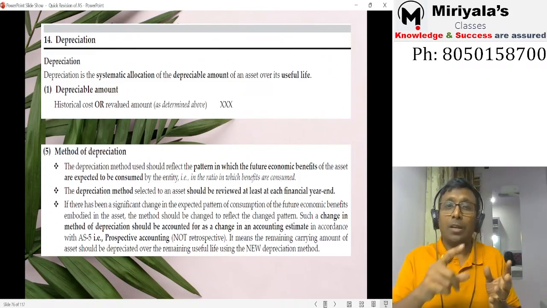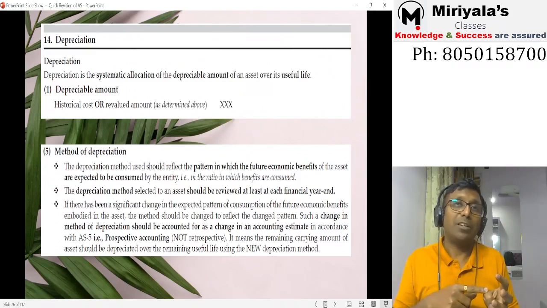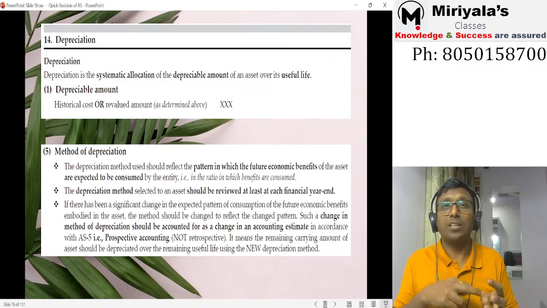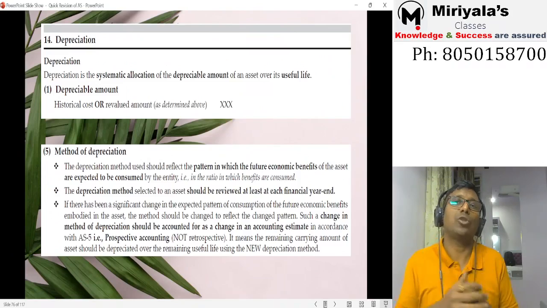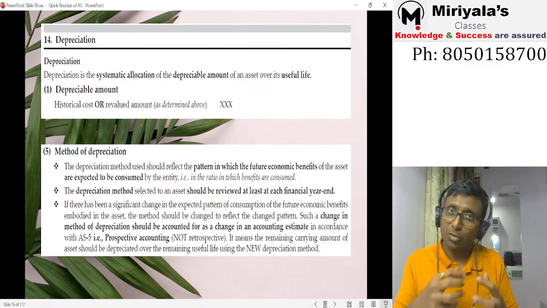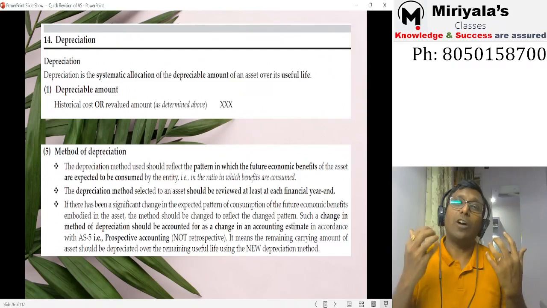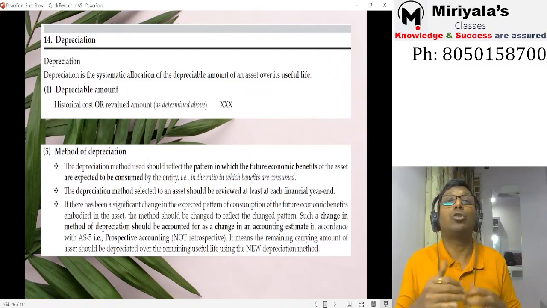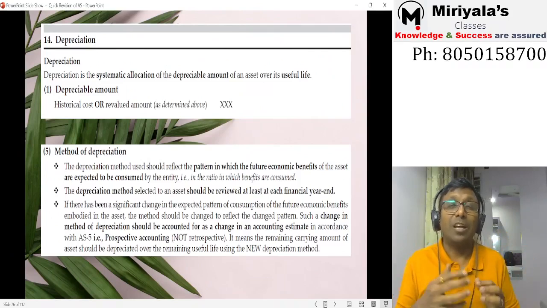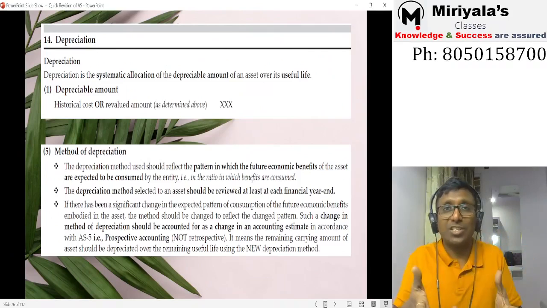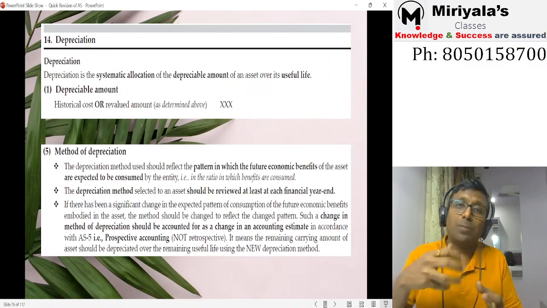The residual value is supposed to be tested every year. Every year you should look at whether there is any change. Management should assess it. The depreciation method you are supposed to assess. Useful life is also supposed to be reviewed. It should be reviewed at every year end by the management. If they feel there is a change, then they should account for it prospectively.